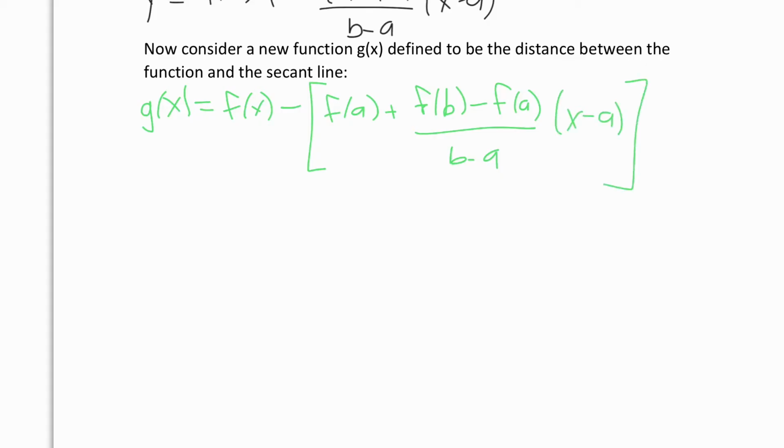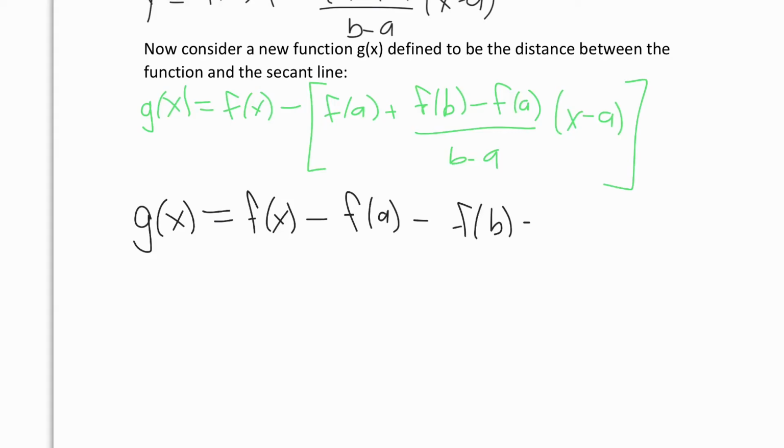I know this is getting pretty crazy, but we're just going to go ahead and expand out those negatives, and we'll get our final g of x. So g of x is equal to f of x minus f of a minus, because we've got to distribute that negative, f of b minus f of a over b minus a times x minus a. Okay, this is the function that measures the distance between the original function and the secant line.